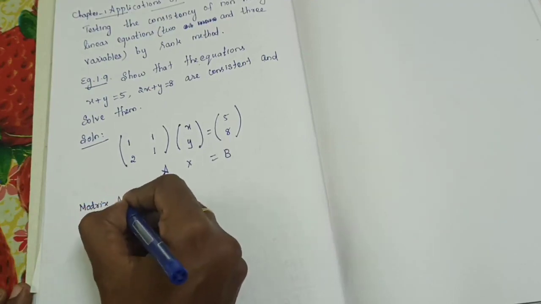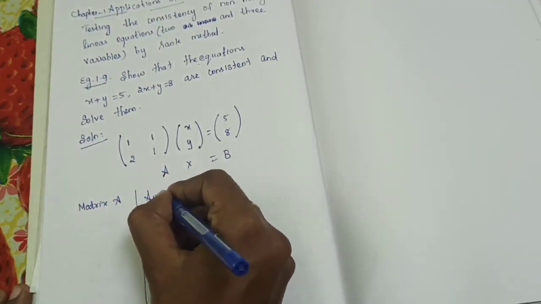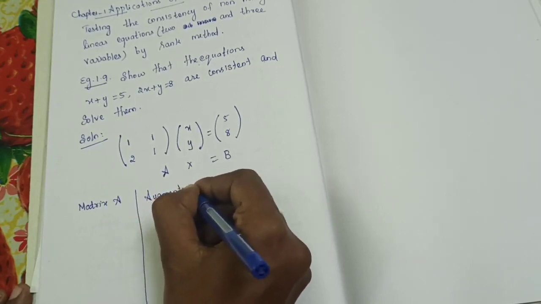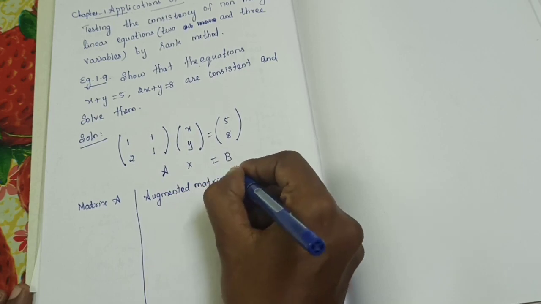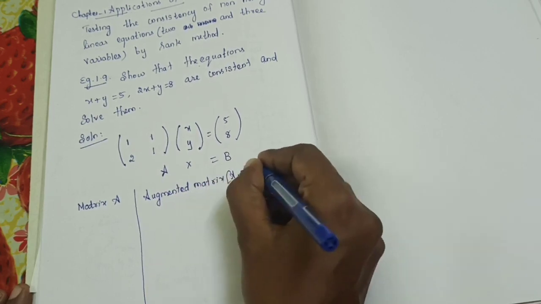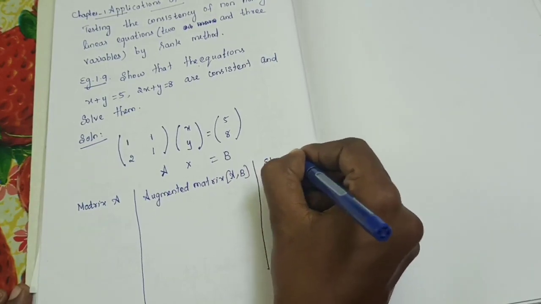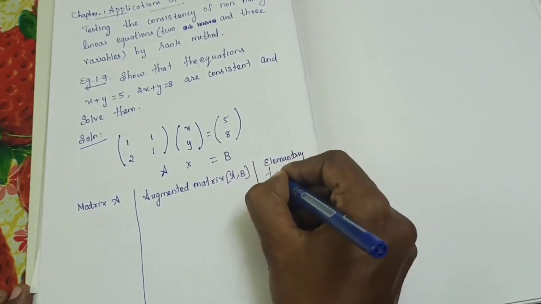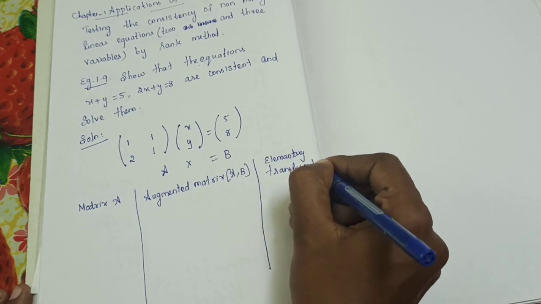Next we are going to find out separately. I am going to write like this. That is matrix A. Then the next one is the augmented matrix, I said, is it right? Augmented matrix A comma B. Then the last one is whatever elementary transformation I am going to do. That one we did in the last session. So elementary transformation. Okay.